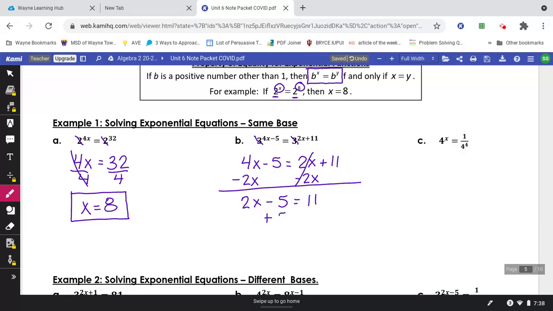Then I'll add 5 to both sides to get 2x equals 16. And then I'll divide both sides by 2 to get a final answer of x equals 8.